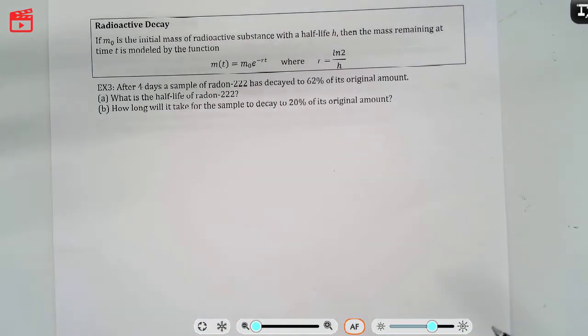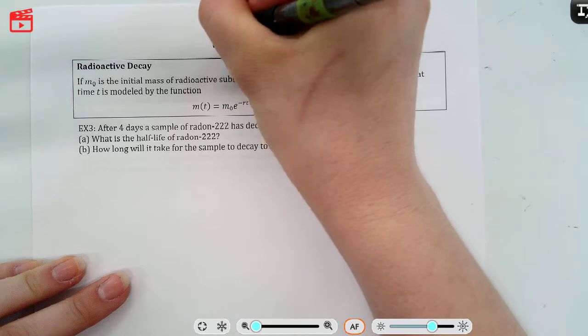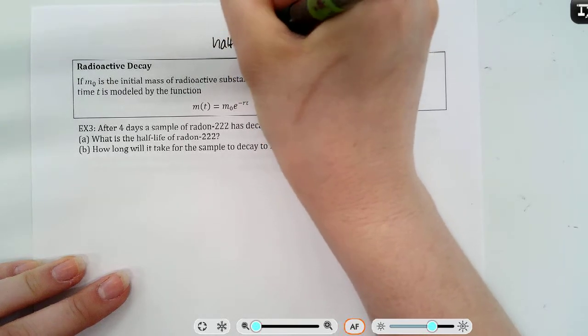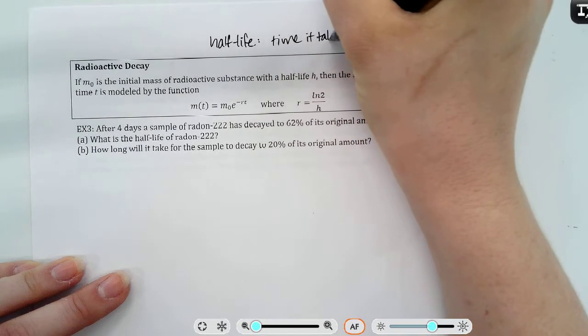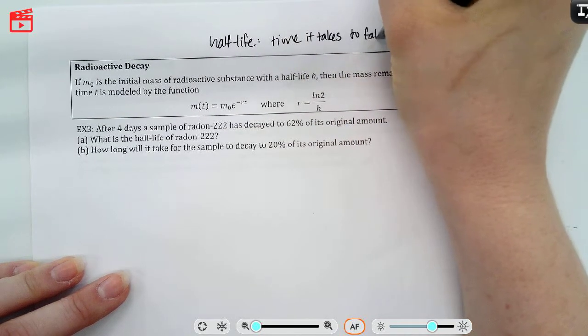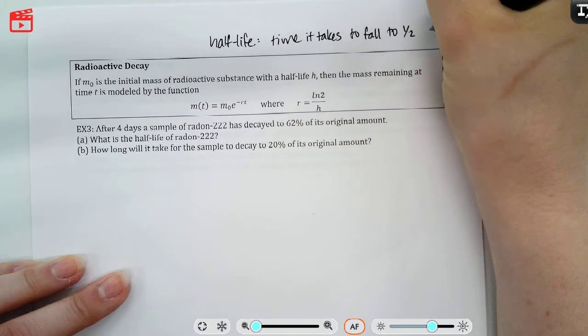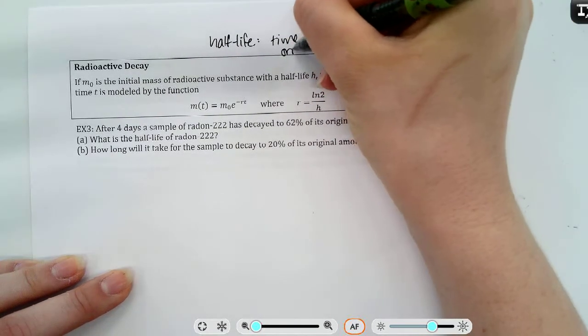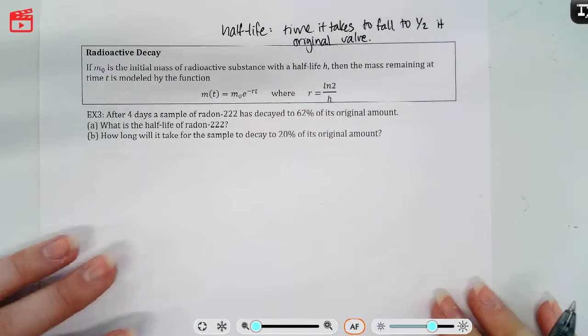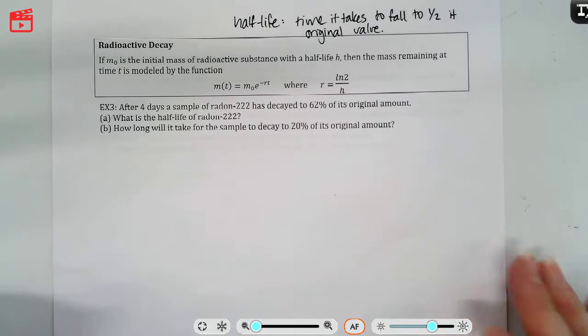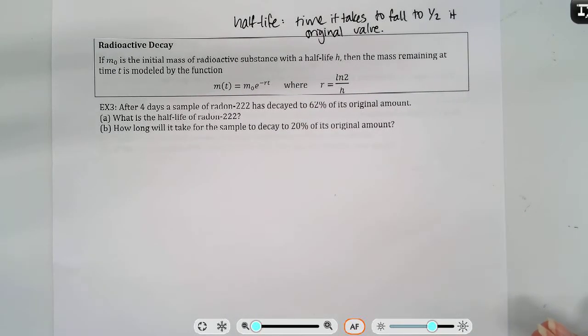Okay, so what is half-life? Well, half-life is the time it takes to fall to half its original value. So half-life is actually a time value. When we ask for the half-life of a substance, we're asking how many years does it take for the mass to be half of its original value? Half the original size of that mass.